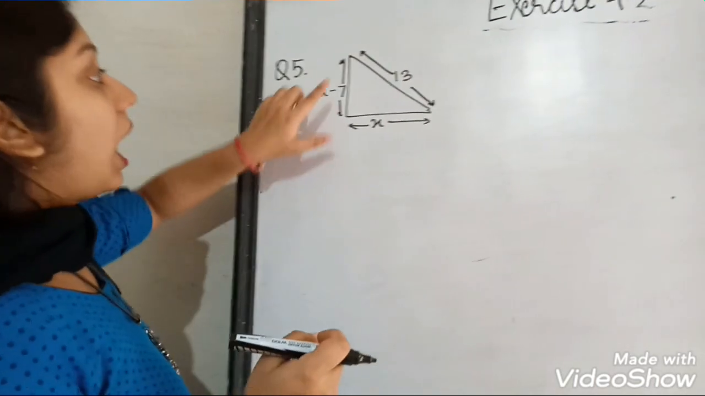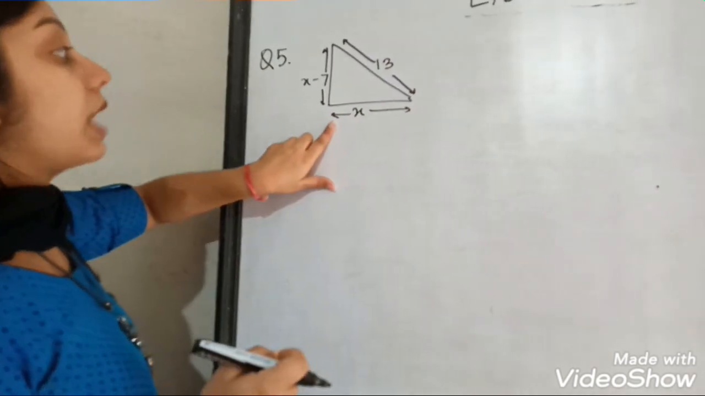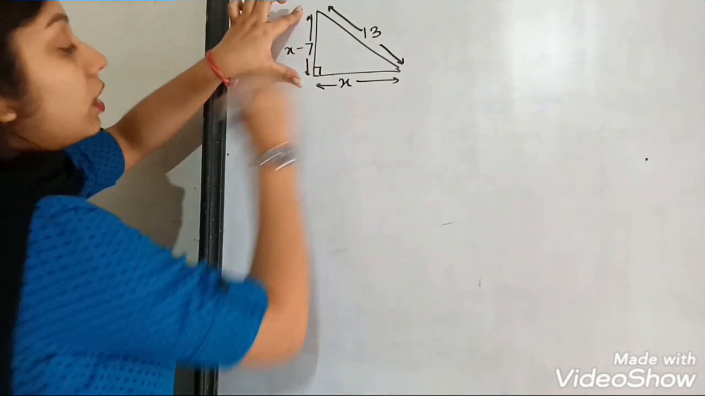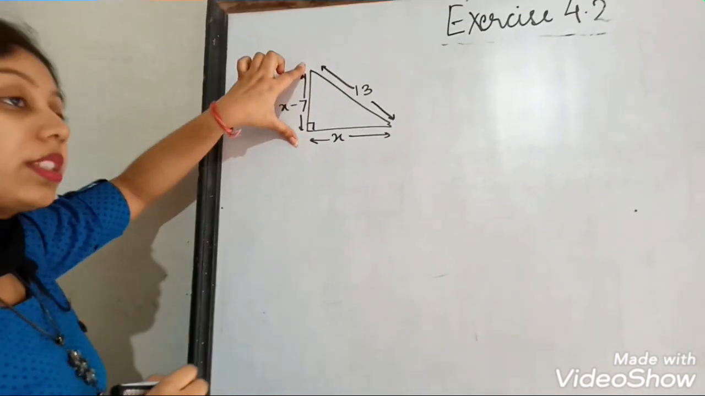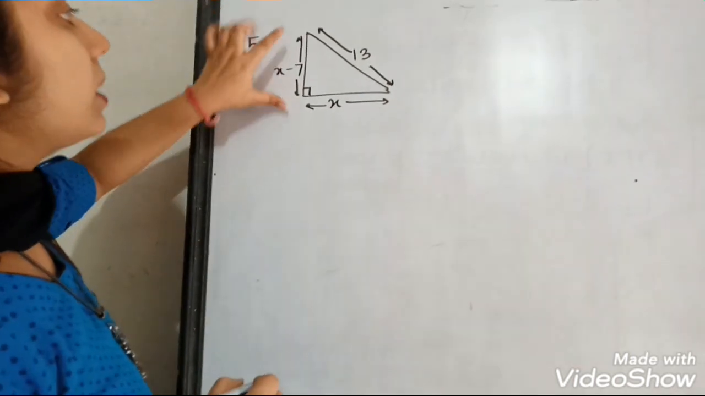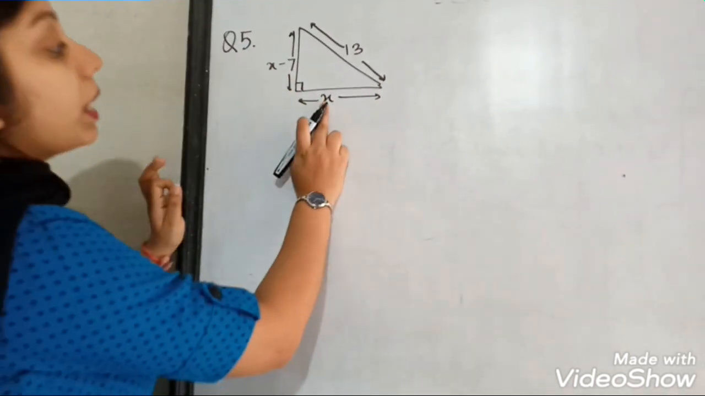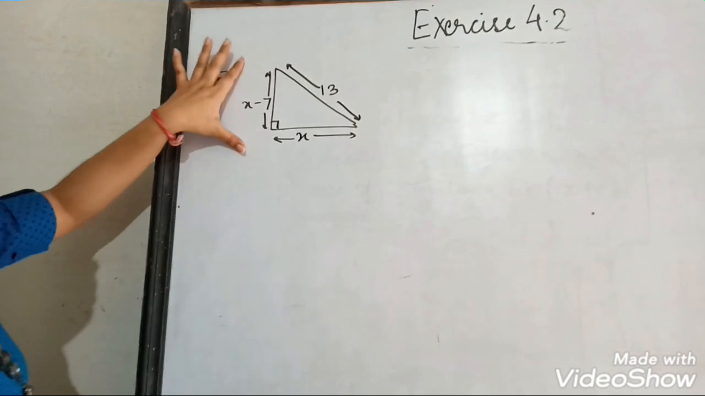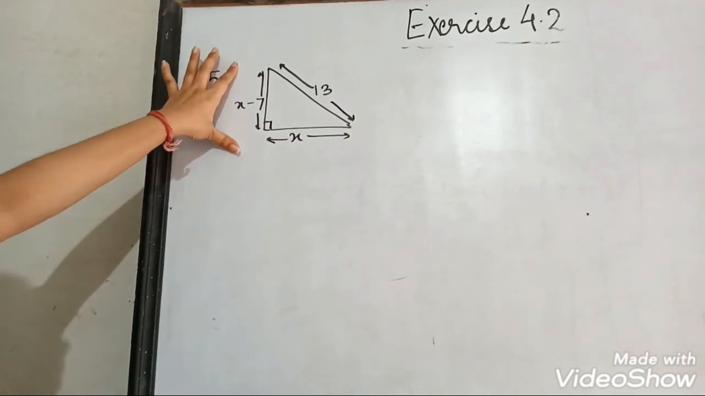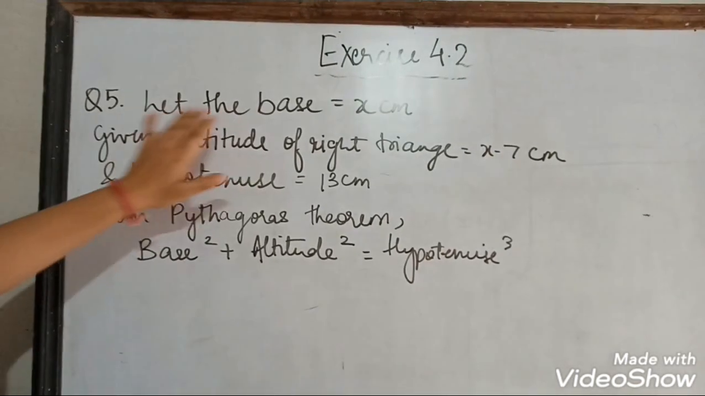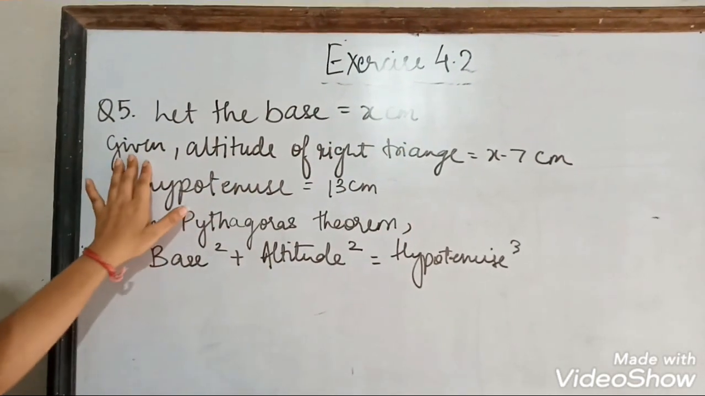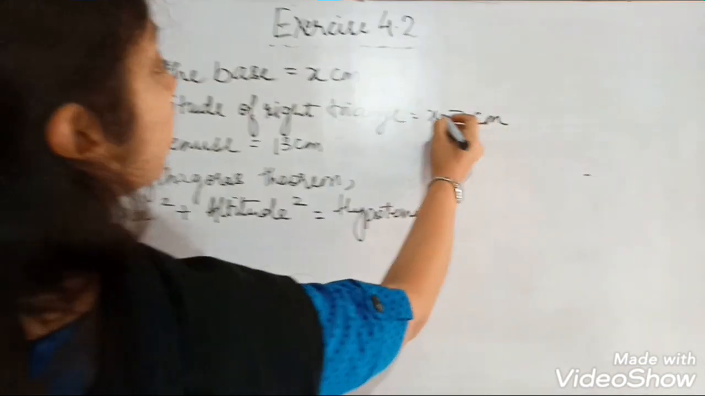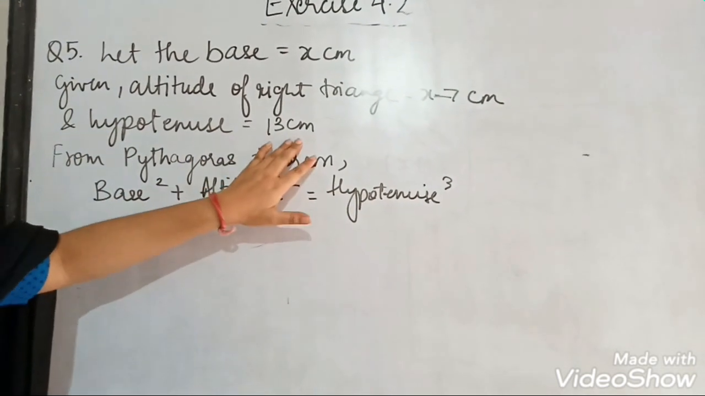Now over here they are saying the hypotenuse is 13 and the base is x, and the arm or the altitude, we all know that in a right angle triangle the arm is also known as its altitude. So the altitude is 7 cm less than the base. So if the base I have taken it as x, 7 cm less will be how much? X minus 7. So this is your diagrammatic representation of the question. So let the base be x centimeter. Now it is already given that the altitude of the right triangle is 7 cm less than the base. So it will be x minus 7 cm and hypotenuse is given as 13 cm.